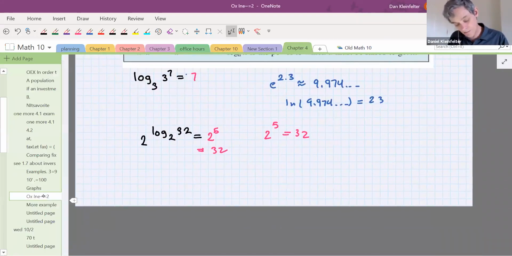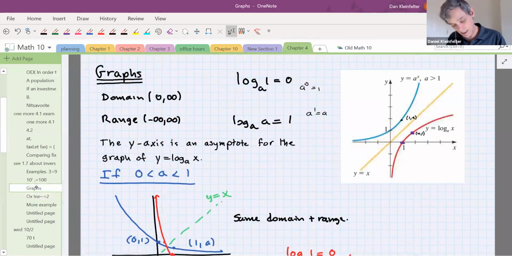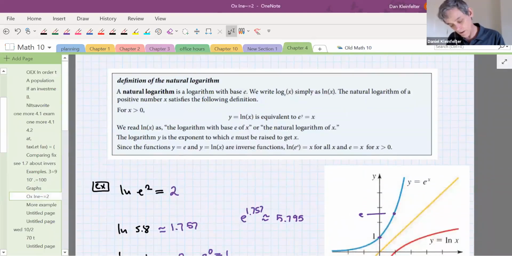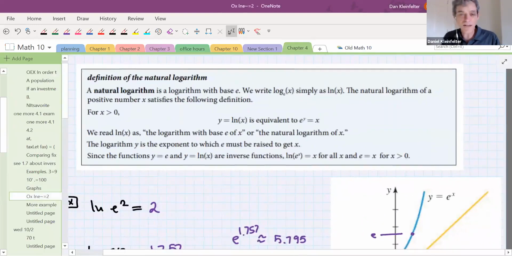All right, I did want to mention something further before we do more examples. Going back to the natural logarithm. The abbreviation for natural log is ln in this class, and the common log is base 10.